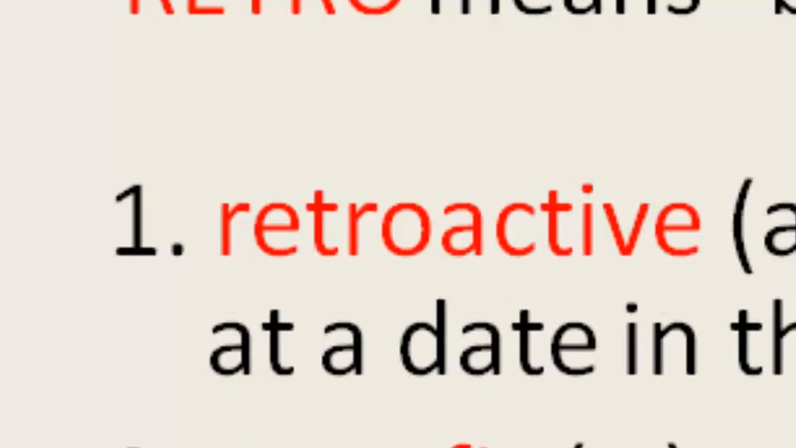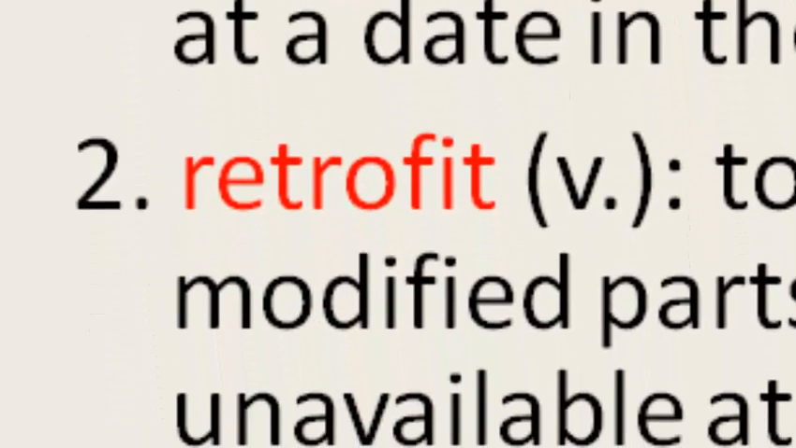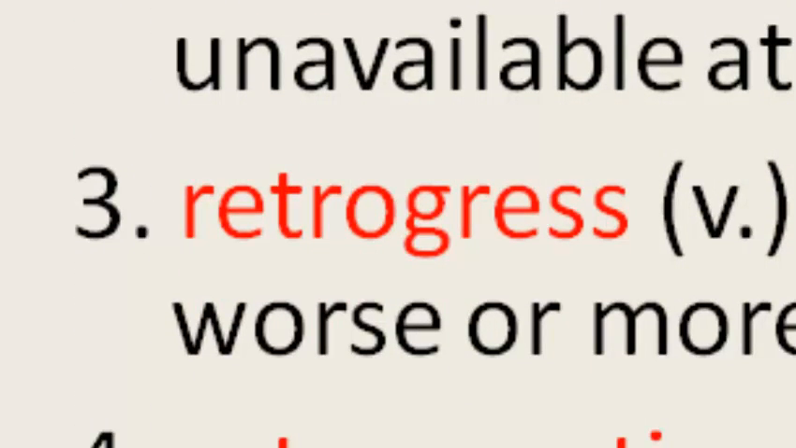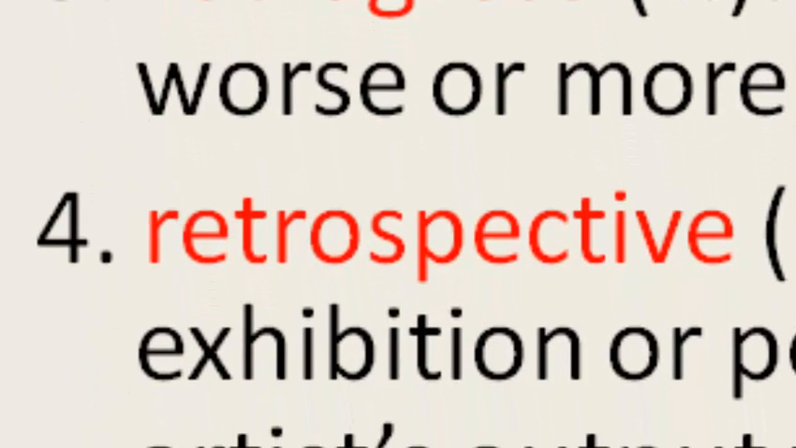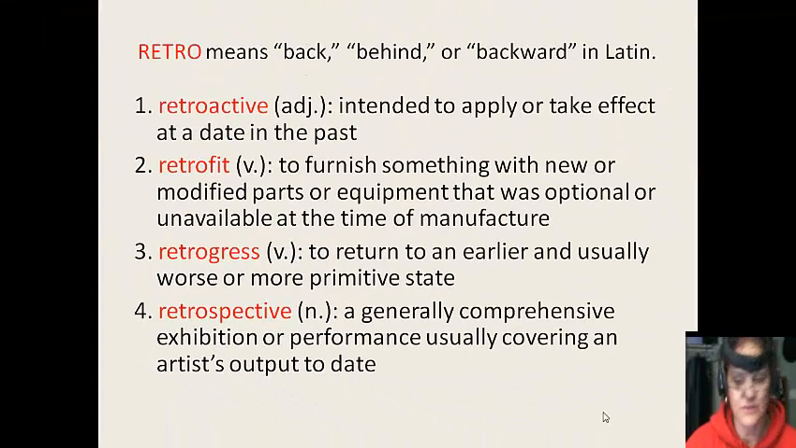So retro means back, behind, or backwards in Latin. Retroactive is intended to apply or take effect at a date in the past. Then we had retrofit, is to furnish something with new or modified parts or equipment that was unavailable at the time it was manufactured. Retrogress is to return to an earlier, usually a worse or more primitive state. And retrospective is a general comprehensive exhibit or performance, usually covering an artist's output to date, so covering their whole career. So these are our 4 new words for this week.